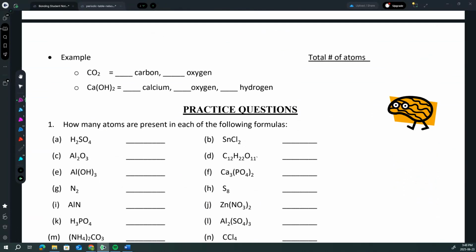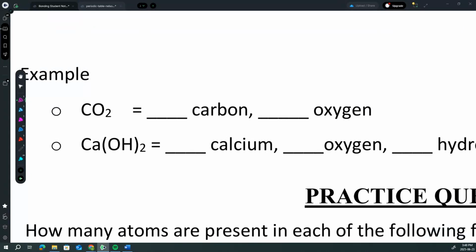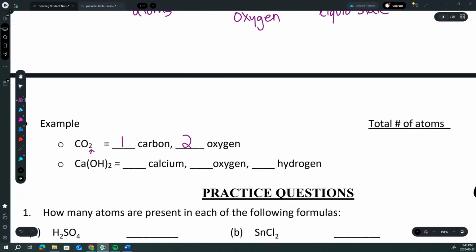Now, let's move on to some examples where we're counting up how many atoms of each element there are in a chemical formula. So if we have CO2, looking at this chemical formula, I notice behind the elemental symbol for carbon, the capital C, there's no number. So that means we have one atom of carbon, and there's a subscript 2 after the symbol for oxygen. So I have 2 atoms of oxygen. Okay, now off to the side here, it says total number of atoms. Well, 1 plus 2 is 3. So there's 3 total atoms.